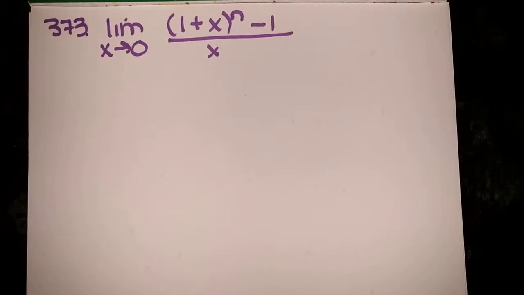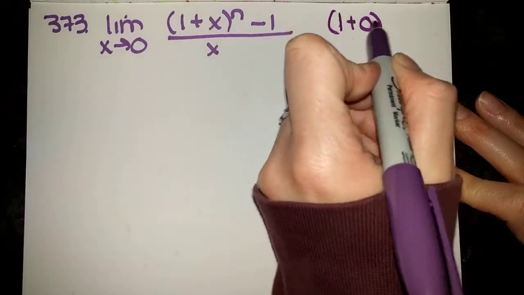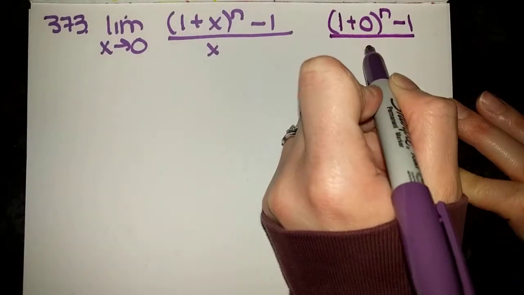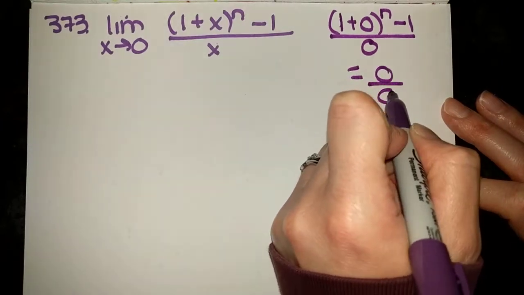This is such a cool question because this actually is a way to prove that for a generic n, this limit will be equal to something using L'Hopital's rule. Because the first thing you do is you always plug in, and when you plug in here, you get (1 plus 0) to the n power minus 1 over 0. So that gives us 1 minus 1, so 0 over 0.